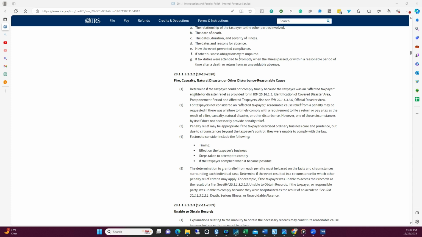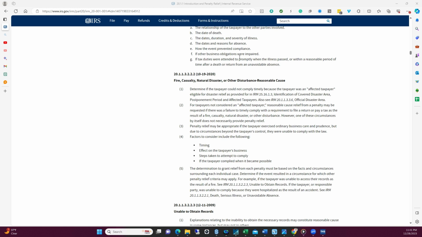So let's read through fire, casualty, and natural disaster. Item 1: determine if the taxpayer could not comply timely because the taxpayer was an affected taxpayer eligible for disaster relief, this is pandemic relief or an official disaster or something like that. For taxpayers not considered affected taxpayers, reasonable cause relief from a penalty can be requested if there was failure to timely comply with the requirement to file a return or pay tax as a result of fire, casualty, natural disaster, or other disturbance.